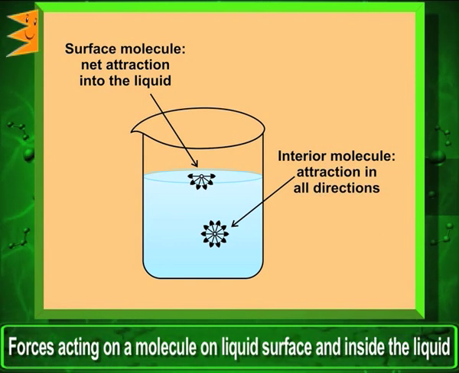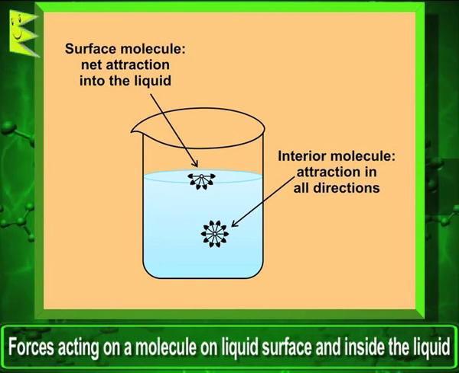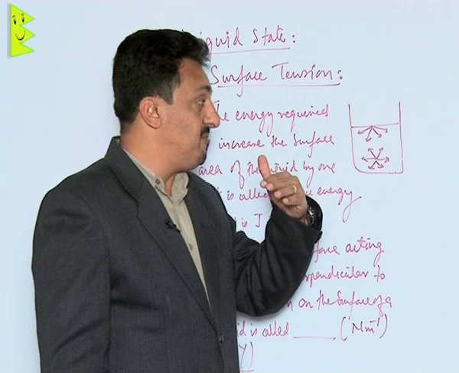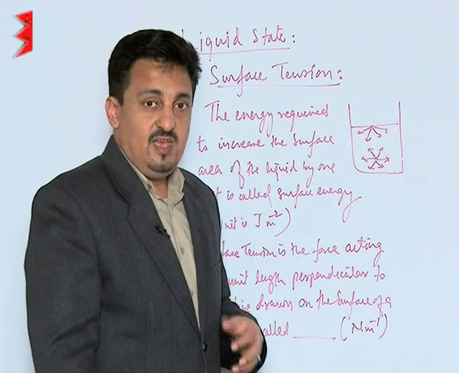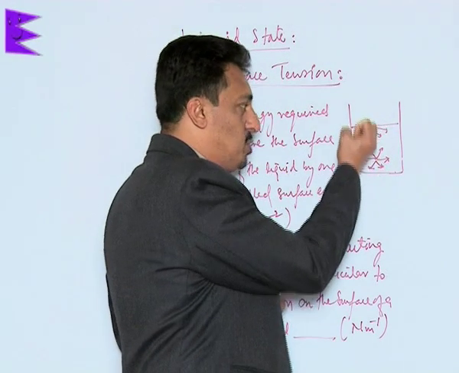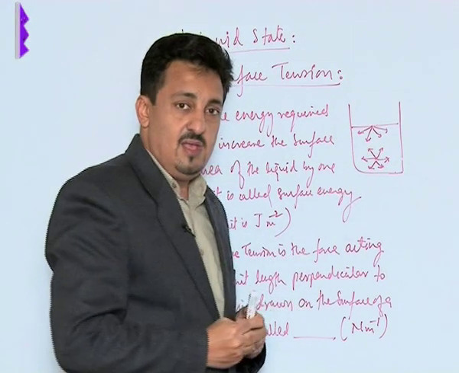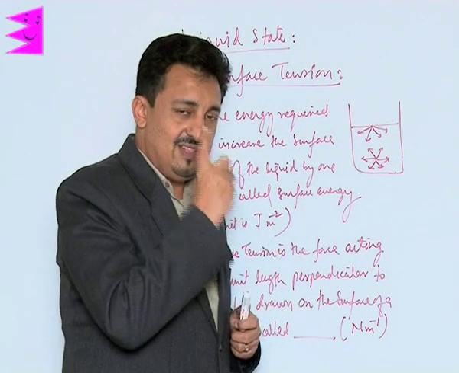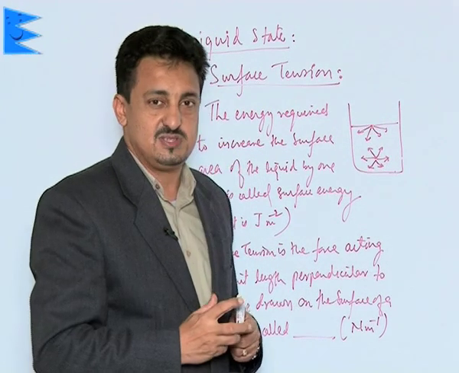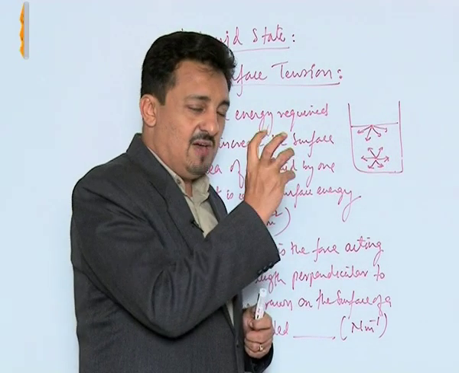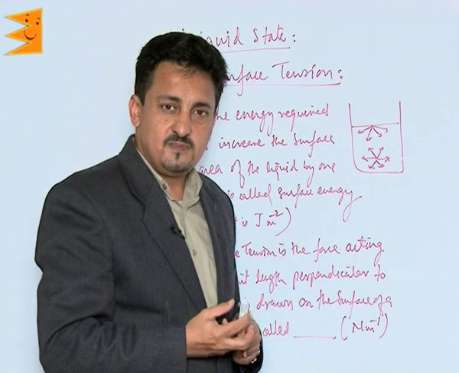But the molecules on the surface, what are they experiencing? They are not experiencing equal forces from all directions. They are experiencing unequal forces. And that is why they are always being pulled towards the bulk. And that is why the liquid is trying to have a minimum surface, because it will try to have a minimum number of molecules on the surface.